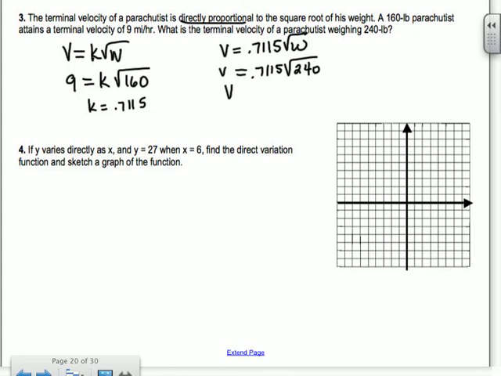So I got V equals 11.023. Okay, and that was in miles per hour, just like the 9 was. So it's about 11 miles per hour.